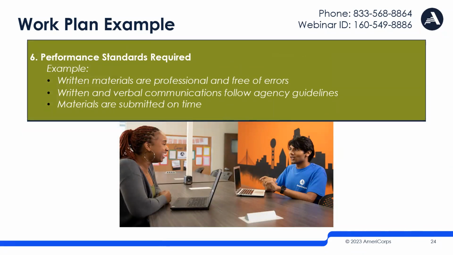So on screen now in our example, you can see component number 6, which is the performance standards required. And this means, how is Vic expected to do his work, right? The things that we're going to put in his work plan, the tasks and the deadlines and all that, how is he meant to deliver his work? What are Sue's expectations? And so here, again on screen, you can see 3 examples from AmeriCorps. They relate to written materials, they relate to communications, and they relate to timeliness of reports.